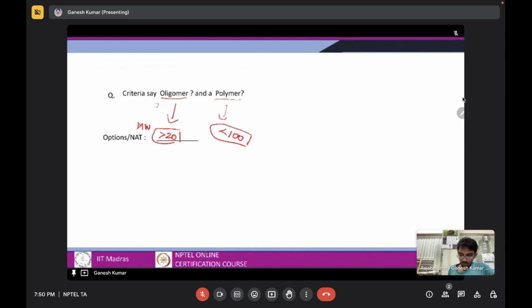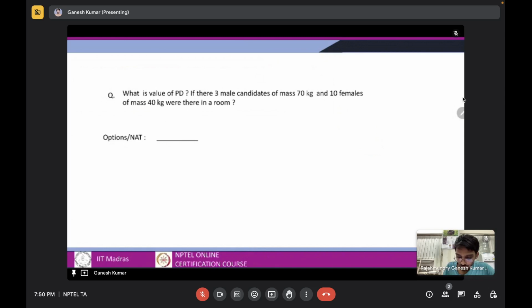So coming to the last question of this session. What is the value of PD, which is nothing but polydispersity? This is a real time example. Consider that there are 3 male candidates of mass 70 kgs and 10 females of mass 40 kgs. Altogether 3 plus 10, around 13 people, are in a room. So what would be the polydispersity?